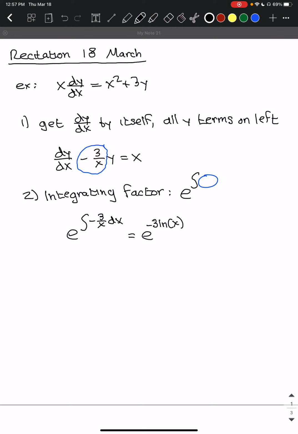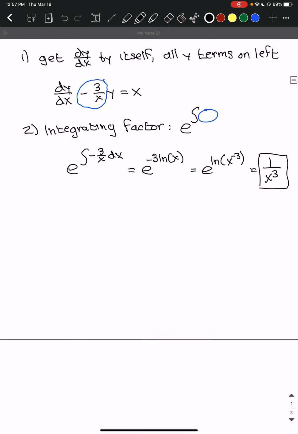We can simplify this a little bit, right? But in order to take e to the natural log of something, the natural log and the e have to be right flush up against each other. So you have to get the negative 3 out front of the natural log to go away. We do that by bringing it inside. So I have e to the natural log of x to the minus 3, which is 1 over x cubed. Okay, so this is what's called our integrating factor. It's going to help us out a lot.